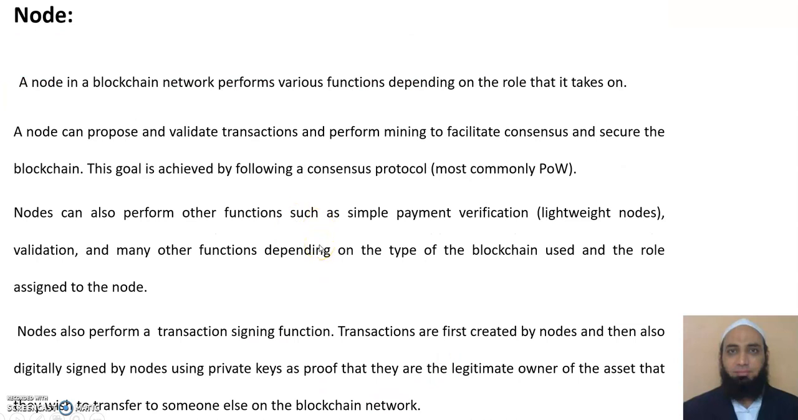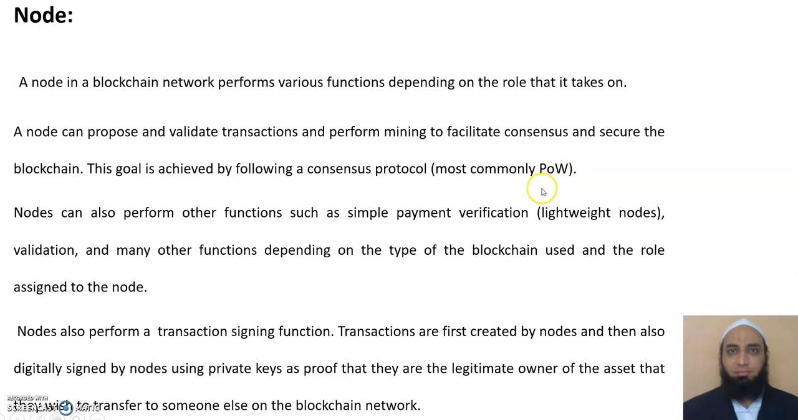So what is a node? A node in a blockchain network performs various functions depending on the role that it takes on. Since the first class itself we are learning about what is a block and what is a node. A node can propose and validate transactions and perform mining to facilitate consensus and secure the blockchain. This goal is achieved by following a consensus protocol, most commonly POW, proof of work.